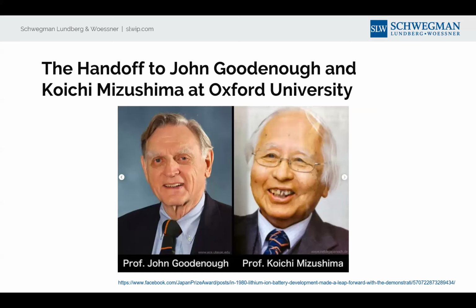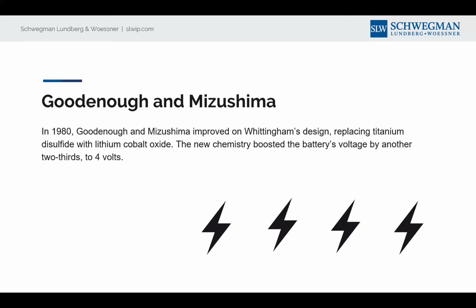The handoff then went to John Goodenough and Koichi Mizushima at Oxford University. Next slide. In 1980, Goodenough and Mizushima improved on Whittingham's design, replacing titanium disulfide with lithium cobalt oxide. The new chemistry boosted the battery's voltage by another 2/3 to 4 volts. Next slide.